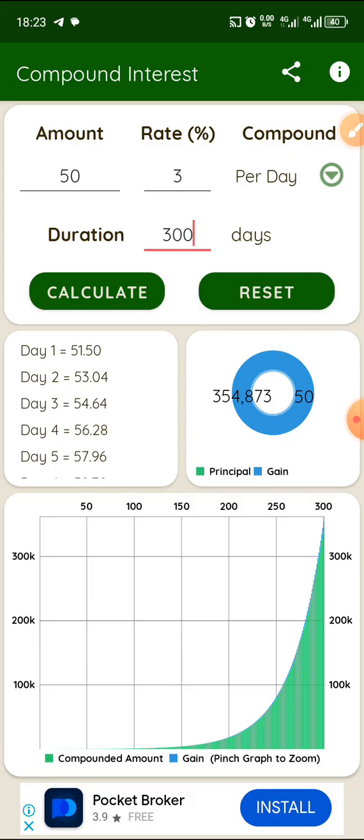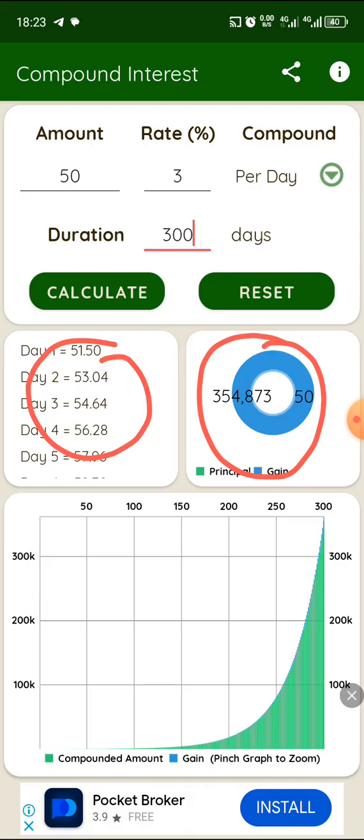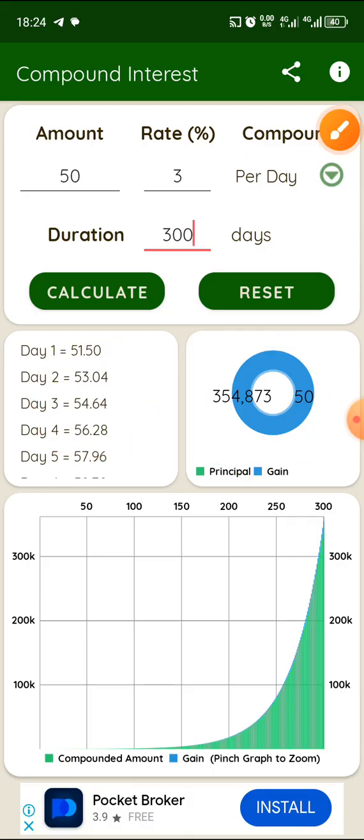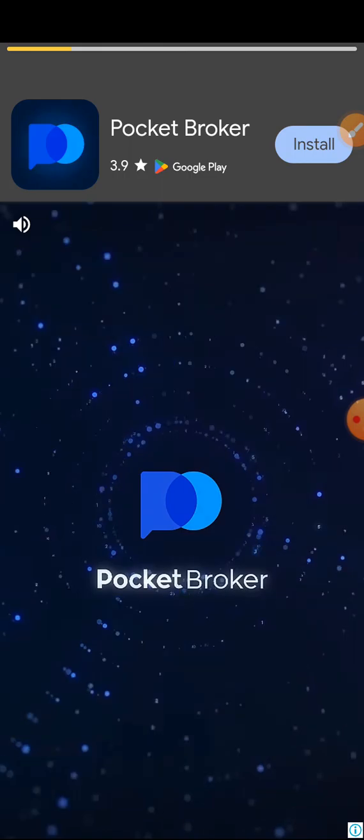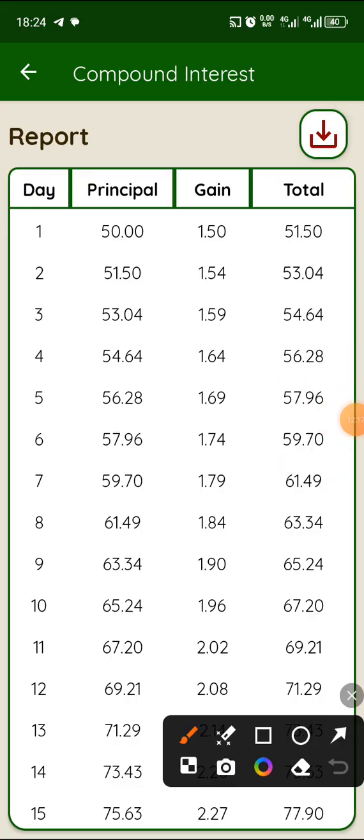If you cannot read this, then come and click here. Sometimes ads do come in. So if ads come in, you wait and you'll be able to see the results. You see, with the 3% on your first trade, you'll get a profit as little as 1.50.